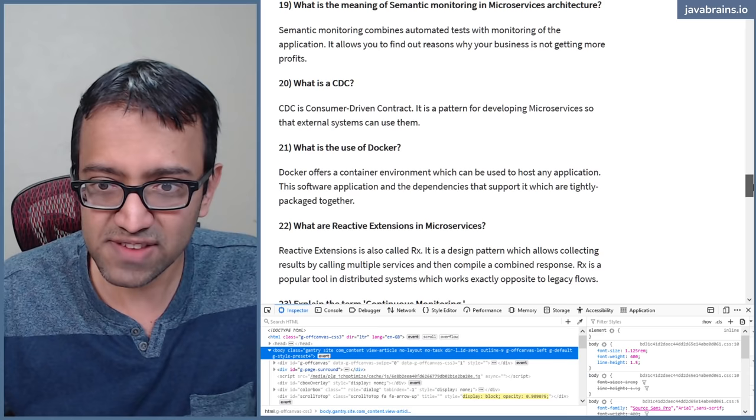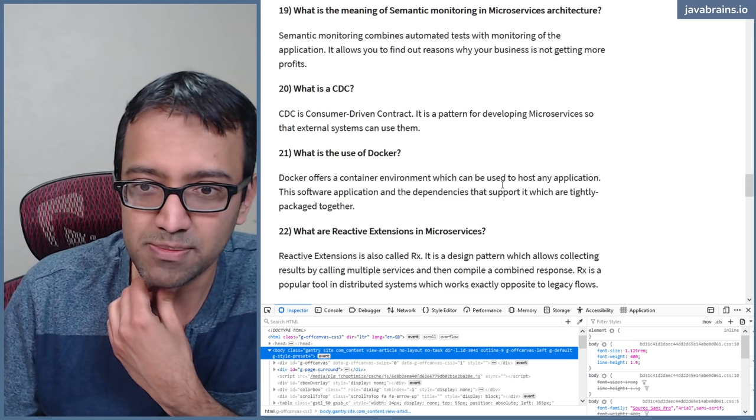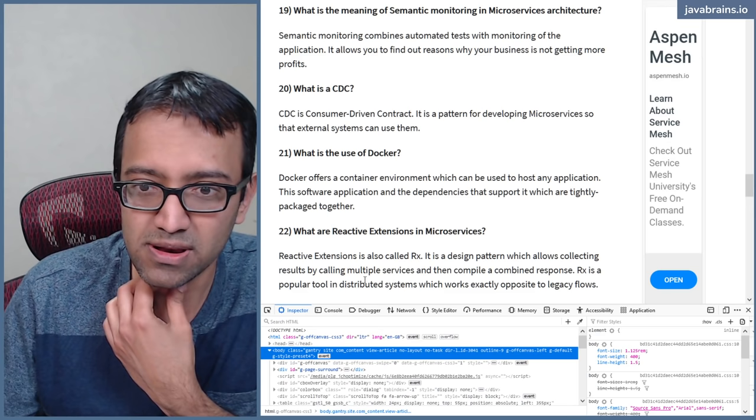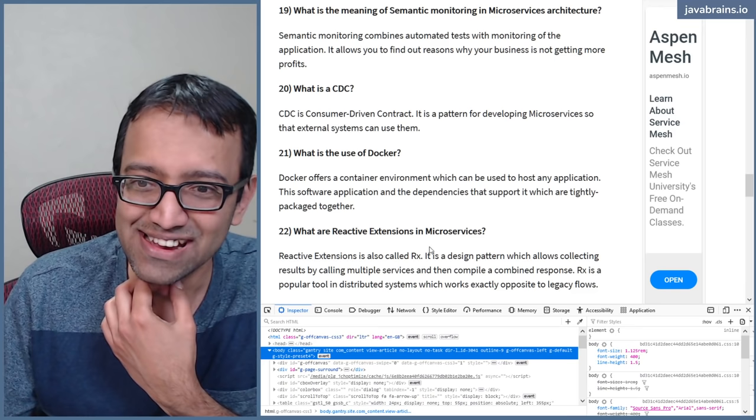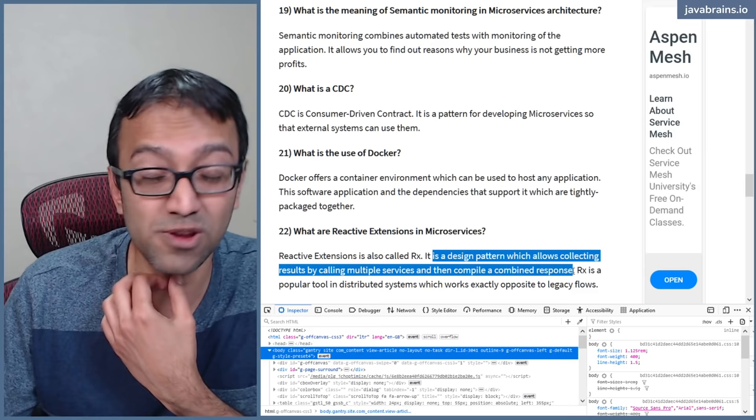The answer on the page says: reactive extensions is also called RX. It's a design pattern which allows collecting results by calling multiple services and then compiling a combined response. RX is a popular tool in distributed systems which work exactly opposite to legacy flows. This is not what reactive extensions are, okay? A design pattern to collect multiple results by calling multiple services and combining them into a response is what you would do in microservices.